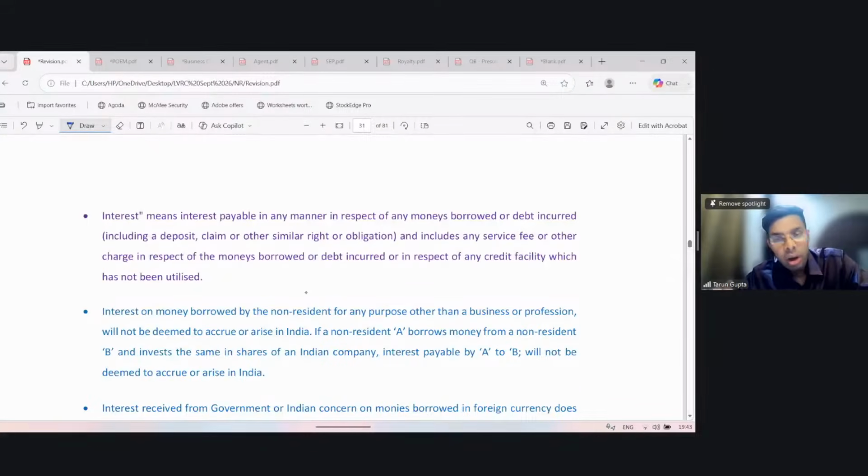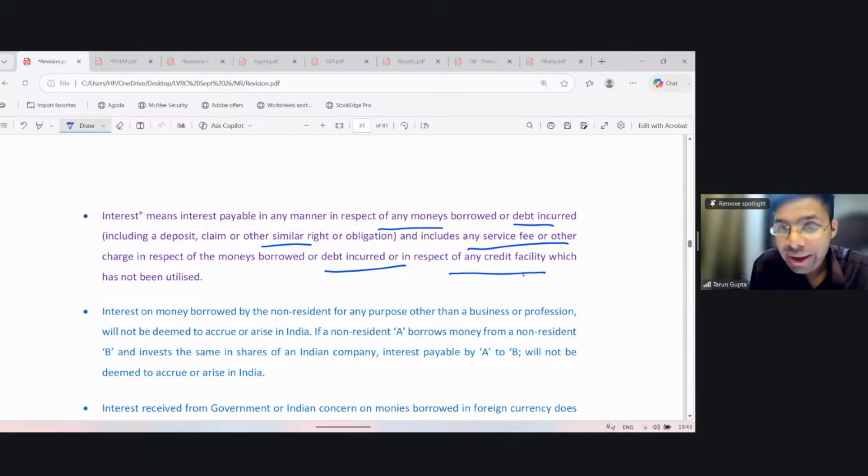It says, what is interest? Interest means interest payable in any manner in respect of money borrowed or debt incurred, including a deposit, claim, or other similar right or obligation, and includes any service fee or other charge in respect of money borrowed or debt incurred or in respect of any credit facility which has not been utilized. Clear?